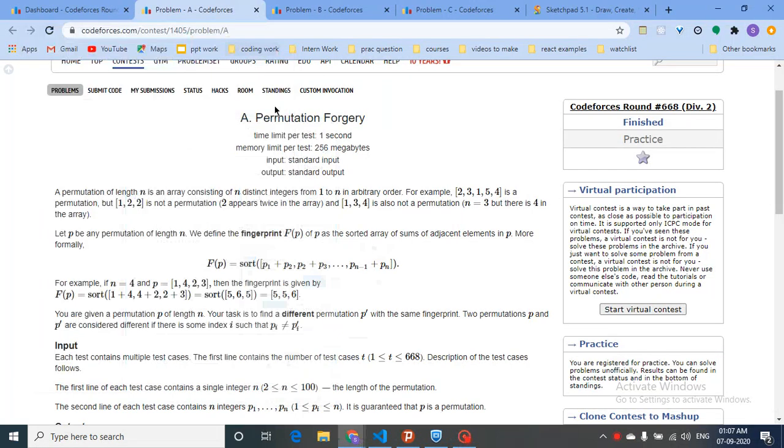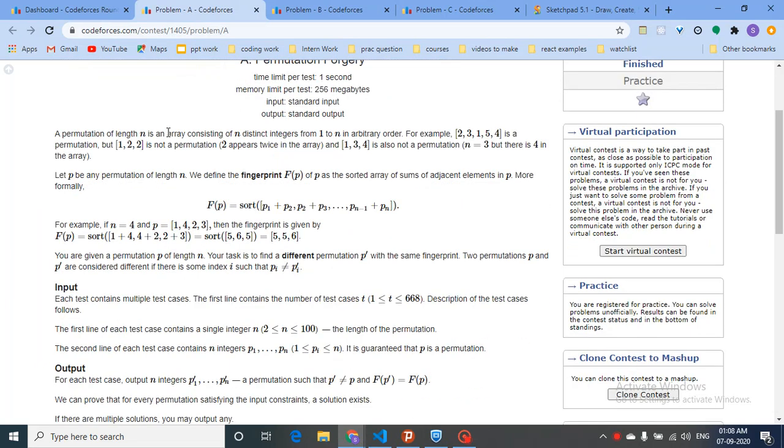Hello friends, so today we're going to discuss problem A from the latest Codeforces Round 668, problem name Permutation Forgery. You are given a permutation of length n, in which the array consists of the numbers 1 till n, which are all distinct. As you can see in this example, numbers from 1 till 5 are permuted.